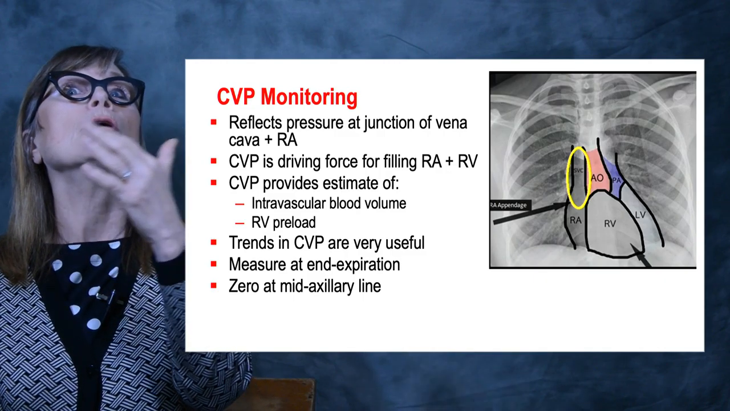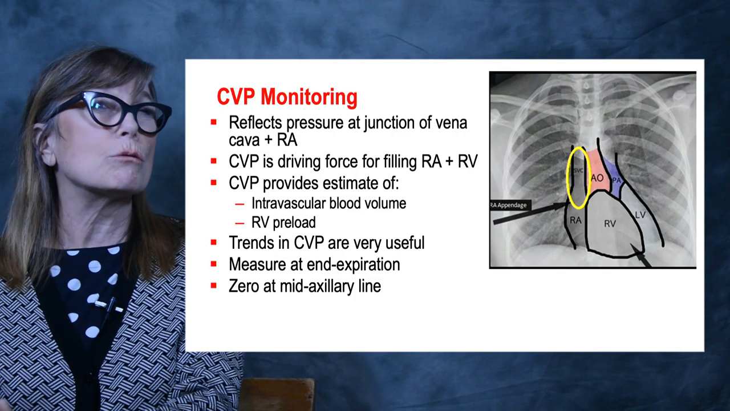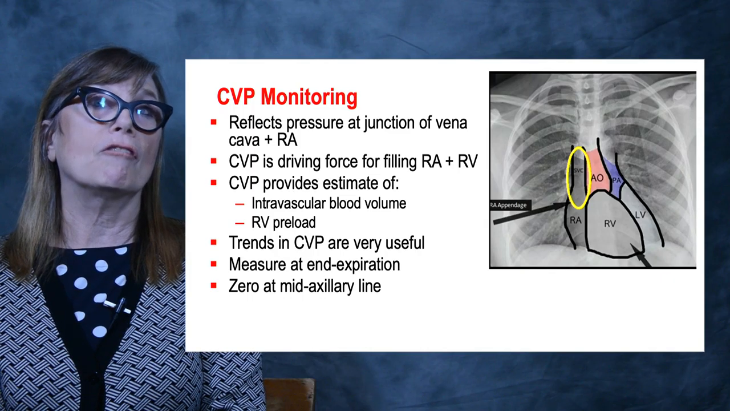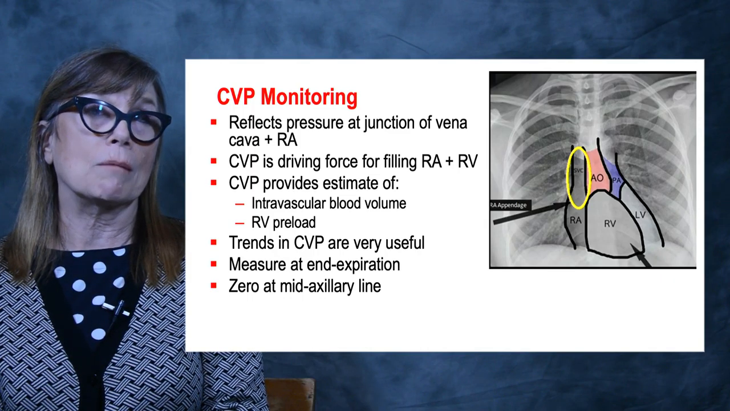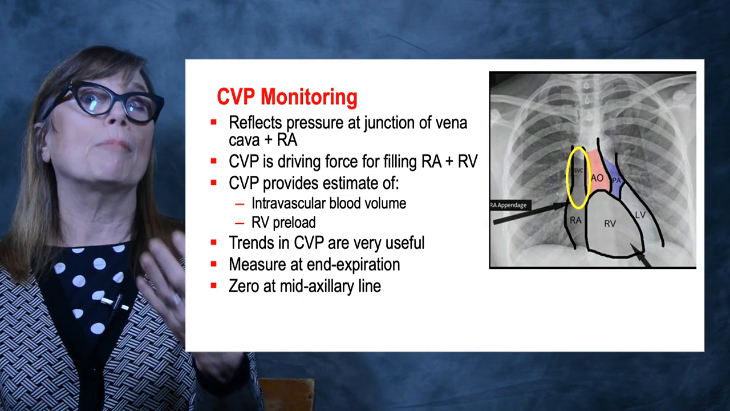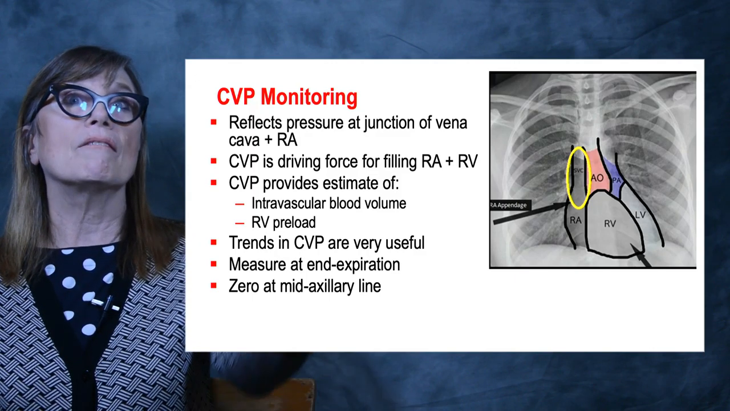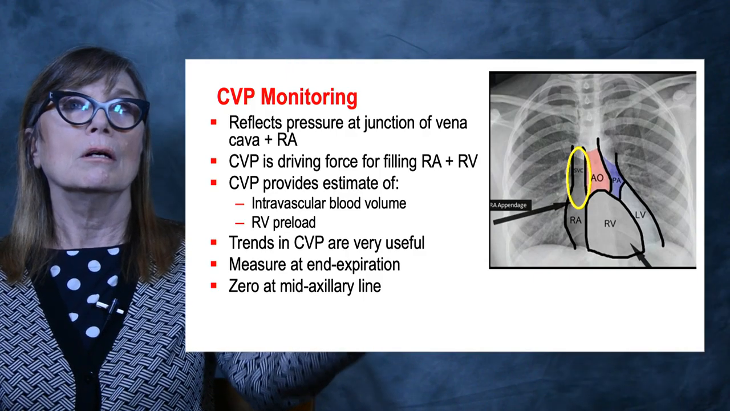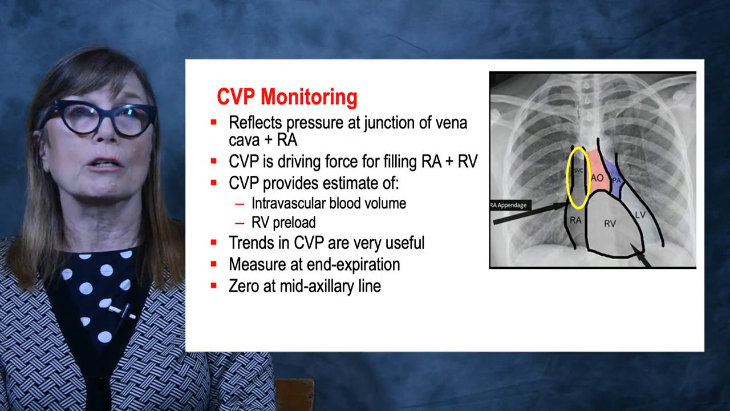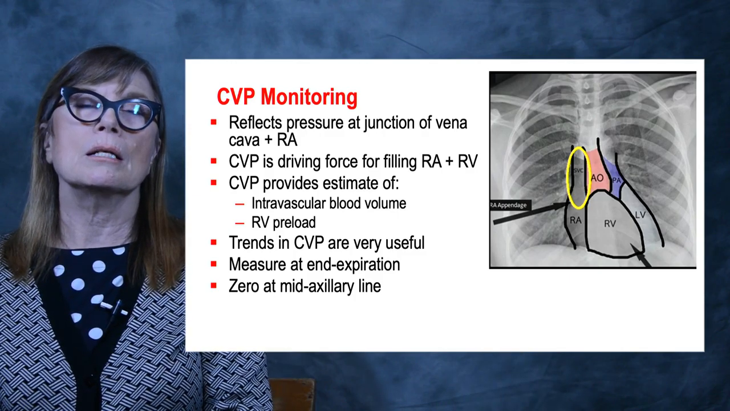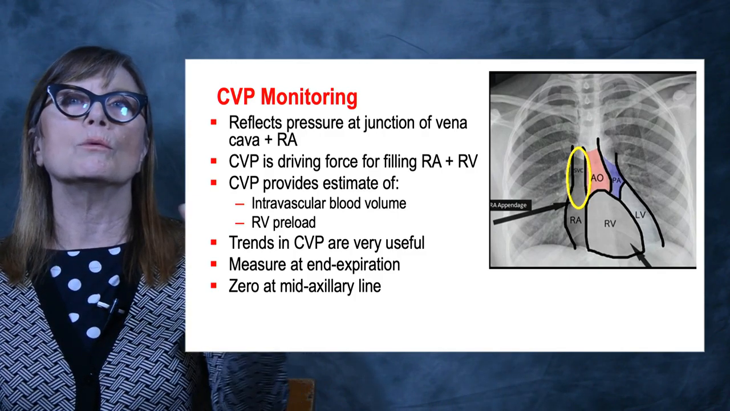So when people use the term preload, they usually mean volume, but true preload pressure is about volume and the compliance of the chamber being filled. So with somebody who has right ventricular hypertrophy, I'll have a very high CVP pressure, even though they may have a very low volume status. So we don't really look at one number in CVP, we look at the continuous trends.